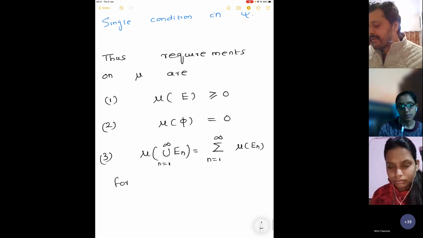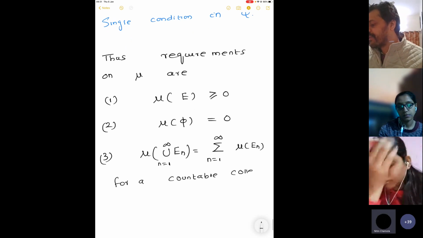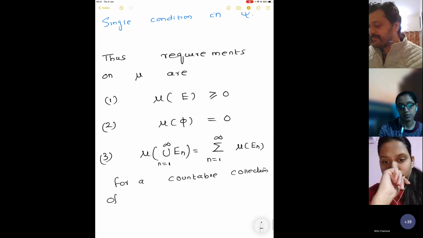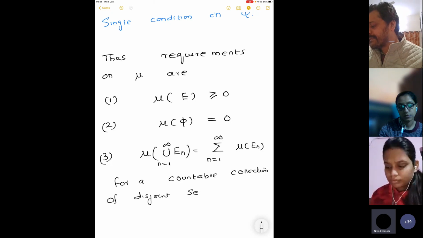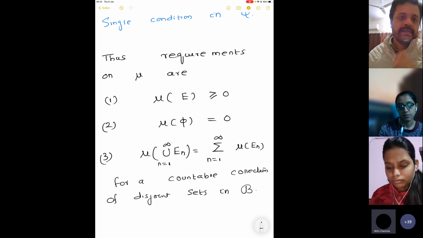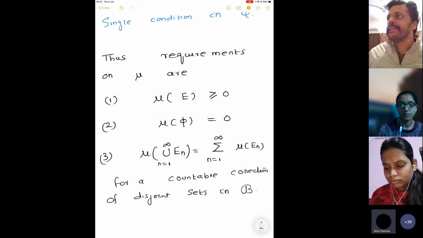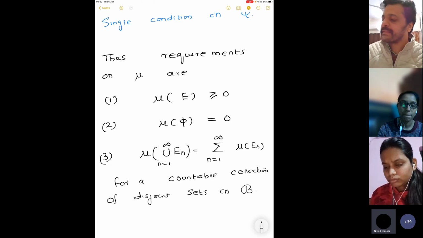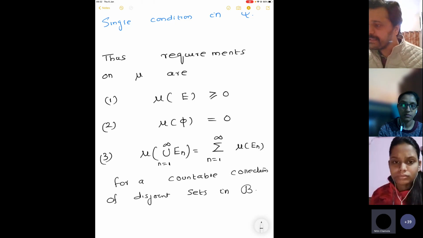For a countable collection of disjoint sets, the En are elements of B. So from length, area, and so on, we listed so many conditions on mu, but ultimately those conditions on mu coincide with or boil down to these three conditions. Are you with me? Yes, sir.